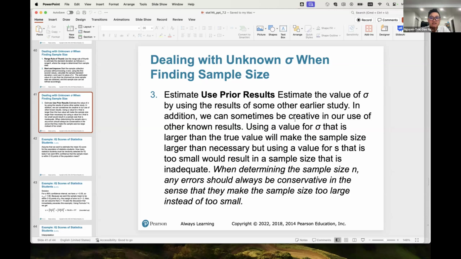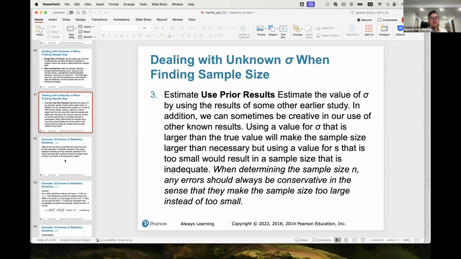In addition, we can sometimes be creative in our use of other known results. Using a value for sigma that is larger than the true value will make the sample size larger than necessary, but using a value for sigma that is too small would result in a sample size that is inadequate. When determining the sample size n, any errors should always be conservative in the sense that they make the sample size too large instead of too small. Okay, that's what we need to pay attention to here.